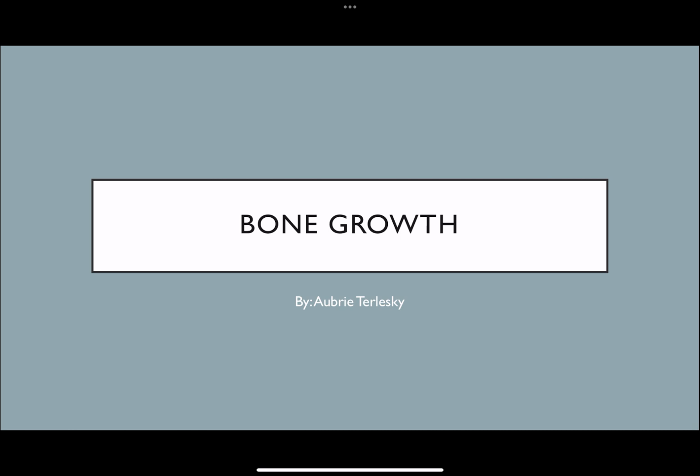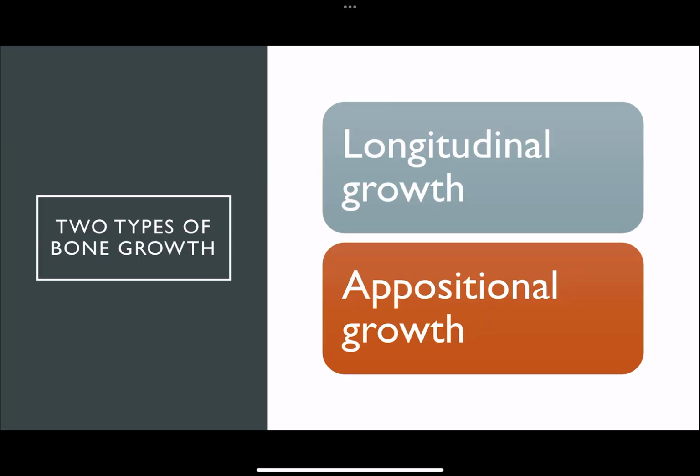And specifically, we'll be covering the different types of bone growth, as well as explaining which bones each type of bone growth occurs in, the layers of the bone and their functions, discussing the cells involved and their roles, as well as how bone growth supports development, healing, and maintenance. Okay, so there are two types of bone growth, which are longitudinal growth and appositional growth.